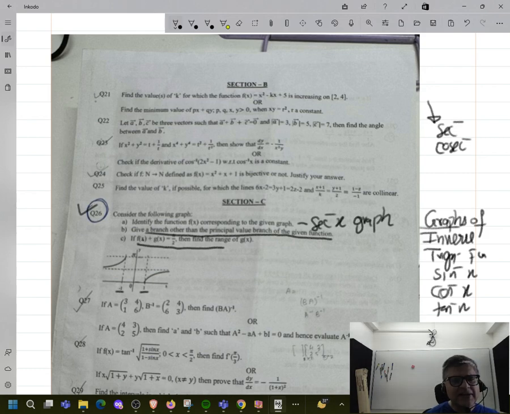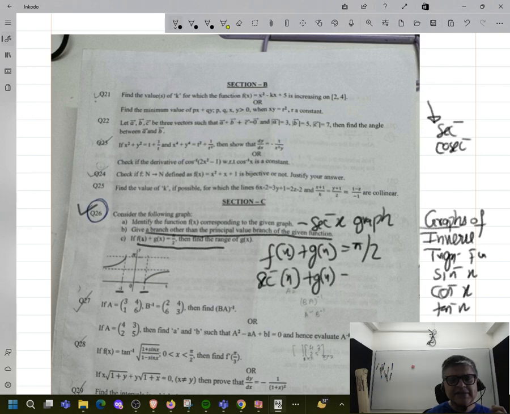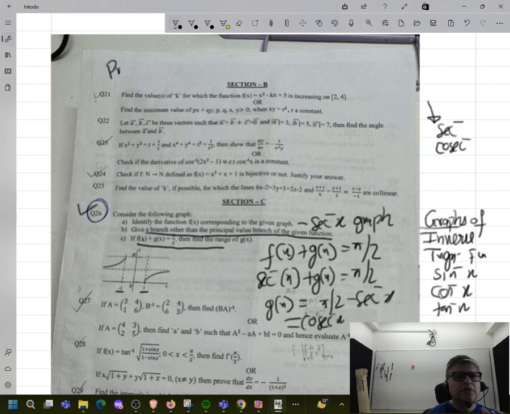Let's talk about this. We have identified what f(x) is. f(x) plus g(x) is equal to pi by 2, so secant inverse x is f(x), and g(x) is equal to pi by 2 minus secant inverse x, which is cosecant inverse x. Properties of inverse functions: sine inverse x plus cos inverse x is equal to pi by 2. You have to memorize all the properties.